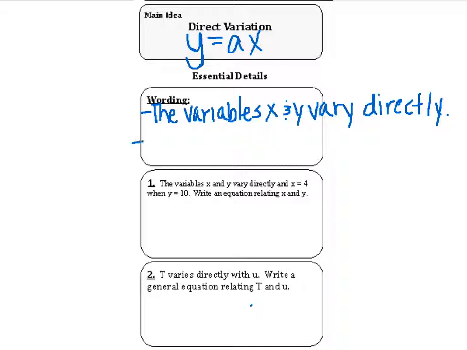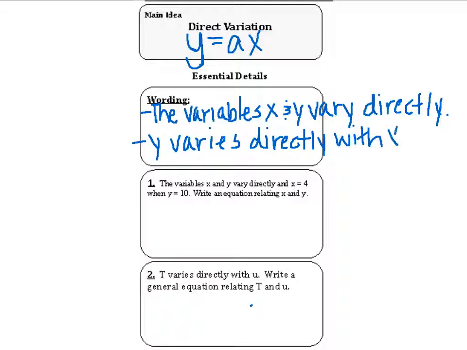You also might see it like this. Y varies directly with X. You can write that a little smaller so it actually fits in yours. It's kind of hard for me to write that small. So what you would need to notice about this second one here is it says Y first. So it's Y varies directly. There's my equals. And then times A, and then with X. X comes in the back here.